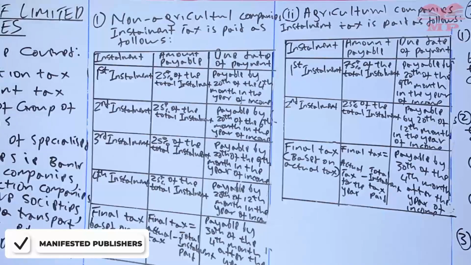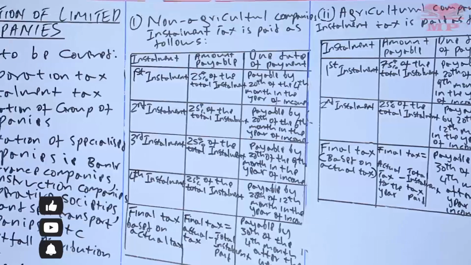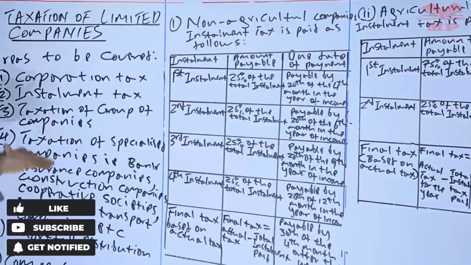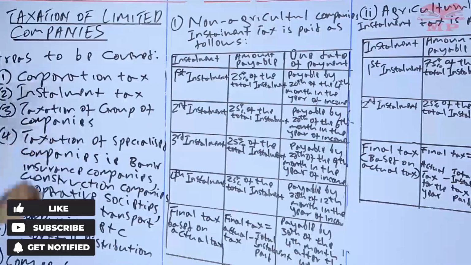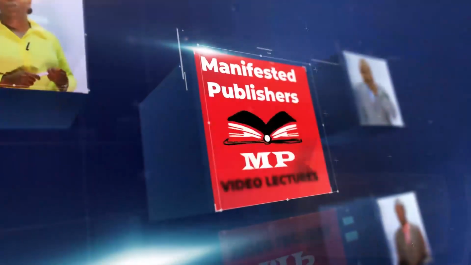So for these two, the corporation tax and installment tax is done. So we are supposed to look at a question before we continue with the group of companies and other areas.